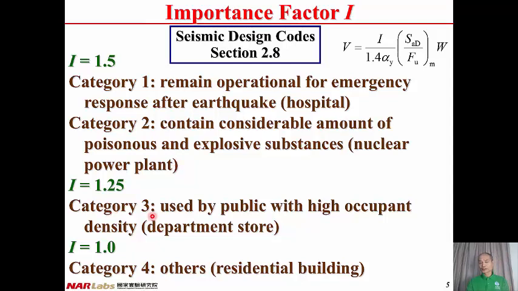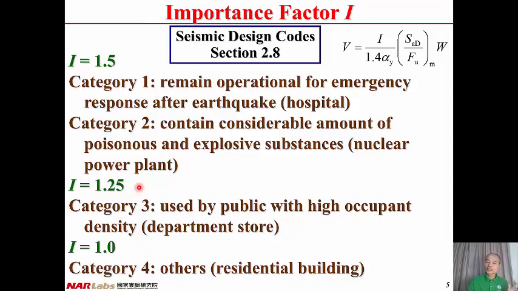For Category 3, the buildings are used by the public with high occupant density. Occupant density is the number of occupants per unit floor area, such as a department store, because there are lots of people in this category of building. Therefore, I equal to 1.25. Category 4 is other buildings, other than Category 1, 2, or 3, such as residential buildings, and I equal to 1.0.